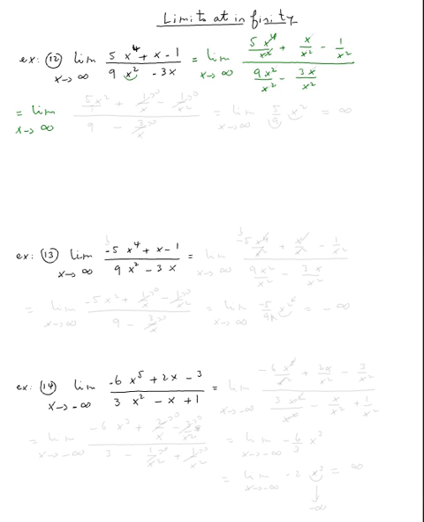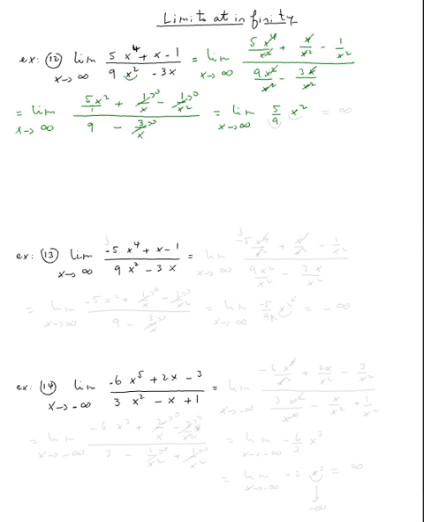x squared goes with x squared. You'll have 5x squared over 1, which is just 5x squared, plus, simplifying x with x, we get 1 over x, minus 1 over x squared, over x squared with x squared, we get 9, minus x goes with x, we get 3 over x. Now we know that these go to 0, so this is the same thing as the limit of 5 over 9 times x squared as x approaches infinity.